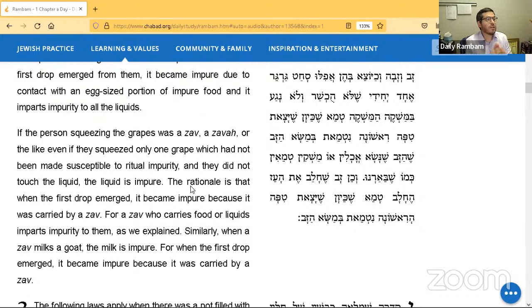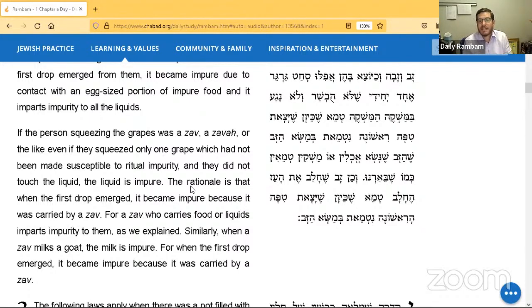So even if they squeeze only one grape, which had not been made susceptible to ritual impurity, and they did not touch the liquid, still the liquid is impure. Why? The rationale is that when the first drop emerged, it became impure because it was carried by a zav. For a zav who carries food or liquids imparts impurity to them, as we've already explained. Similarly, when a zav milks a goat, the milk is impure, for when the first drop emerges, it becomes impure because it is carried by a zav.